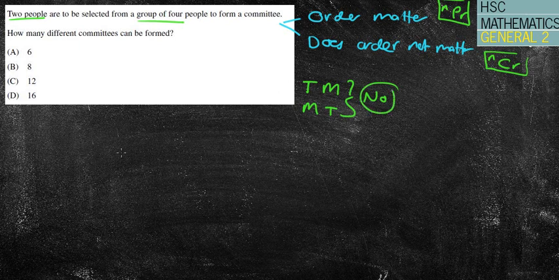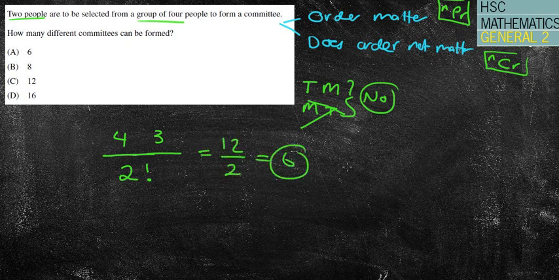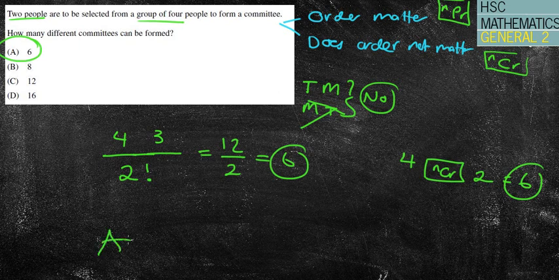so I need to take the smaller amount. So I need to divide it. So I've got 2 people to choose from. I've got 4 people, so 4 the first time, 3 the second time. I need to get rid of the extra combinations by dividing it. And this time, it's going to be 2 factorial because there are 2 places. So 12 divided by 2 equals 6. Likewise, you could have said, I have 4 people and I am simply choosing a combination of 2, that also equals 6. Therefore, in this case, the answer is A.